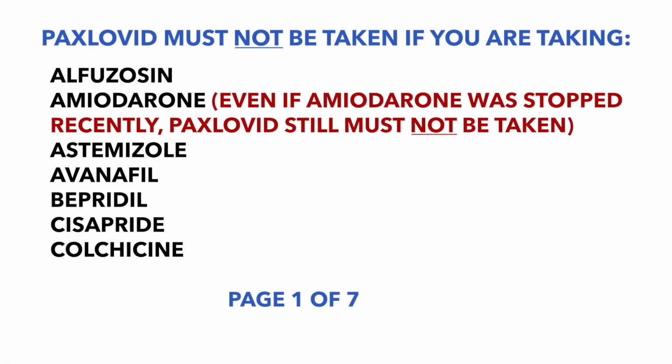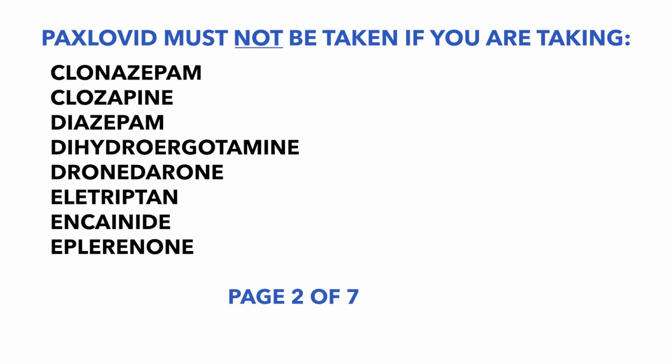The second list of medicines which, if you're taking any of them, would mean that Paxlovid must not be taken are medicines for which Paxlovid slows down the way our body gets rid of that medicine. So the medicine reaches a higher level in our body. And this is risky because this list of medicines have serious or in some cases potentially lethal side effects if they reach too high a level in our body.